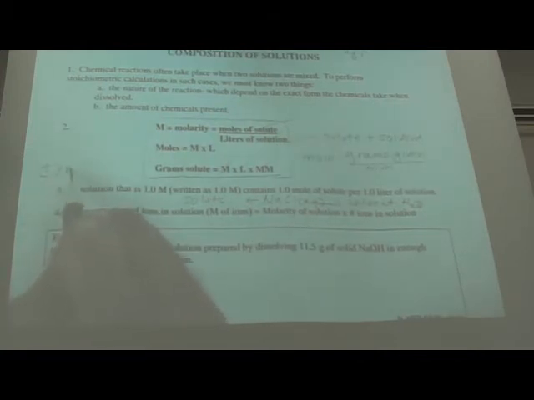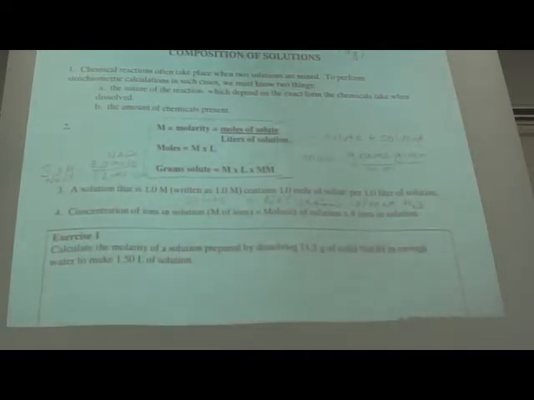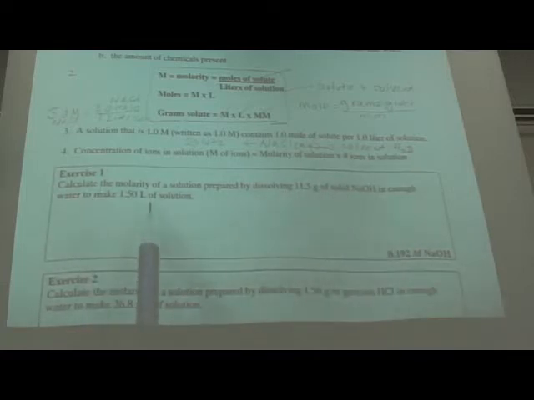Right. If I have a 3 molar solution of NaCl, that means there are 3 moles of NaCl in 1 liter of the whole solution. Problem 1. And look, the answers are right there for you. Calculate the molarity of a solution prepared by dissolving 11 grams of solid NaOH in enough water to make 1.5 liters of solution. This is on you. Go ahead and do that.